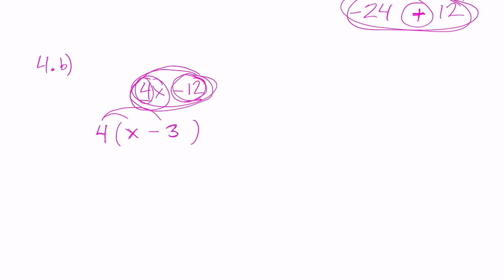Now you can always check your work to see if it makes sense. Just distribute this and see. So 4 groups of x minus 3, well, that's 4 groups of x, so 4x, and 4 groups of negative 3, which is negative 12. So that works. That checks out.